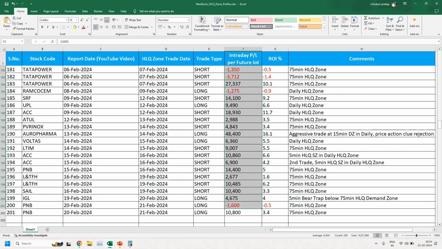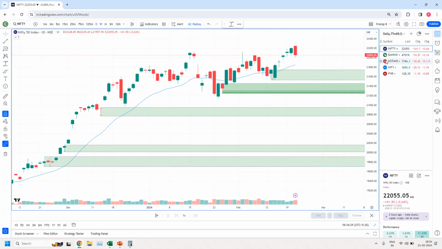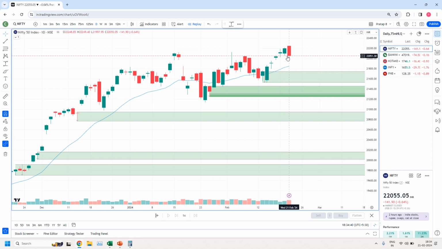Now let us get into analysis of high liquidity zones generated in our yesterday's report. Yesterday we identified only 3 stocks. The first one, see here, look into the NIFTY.